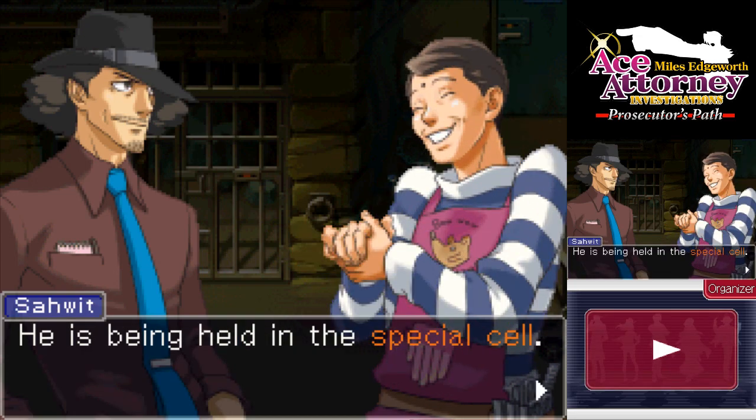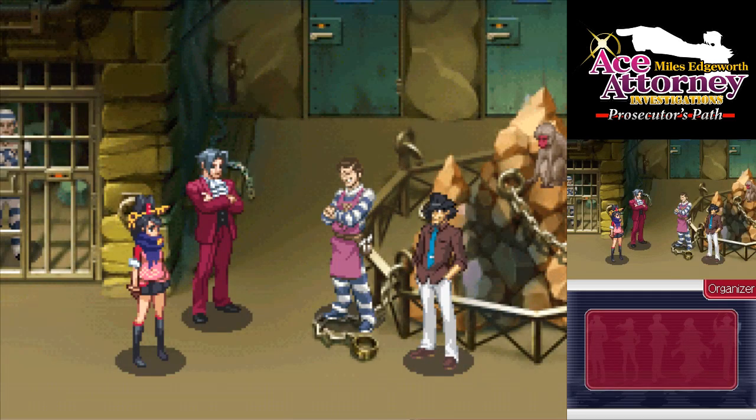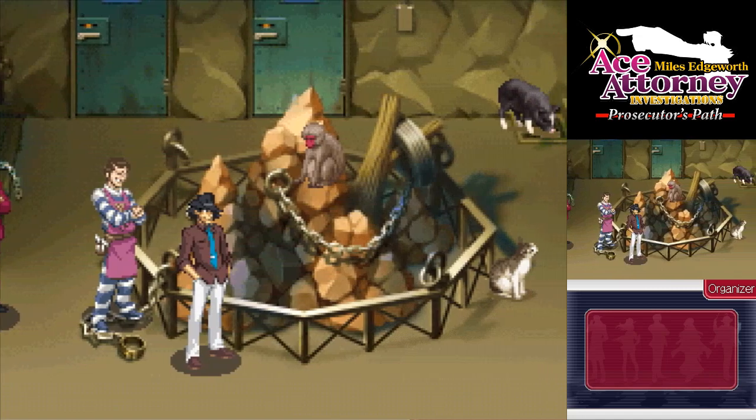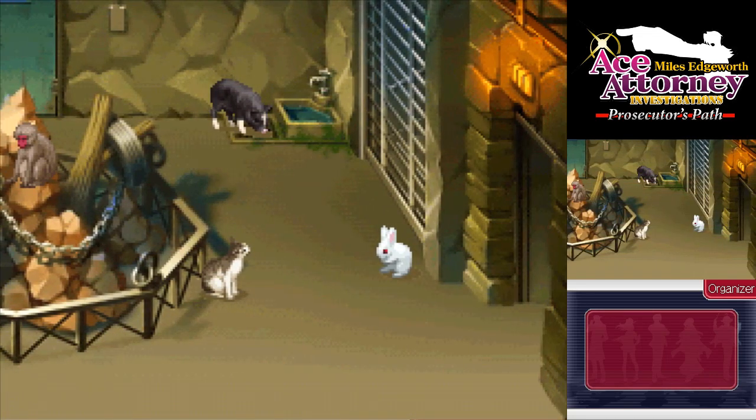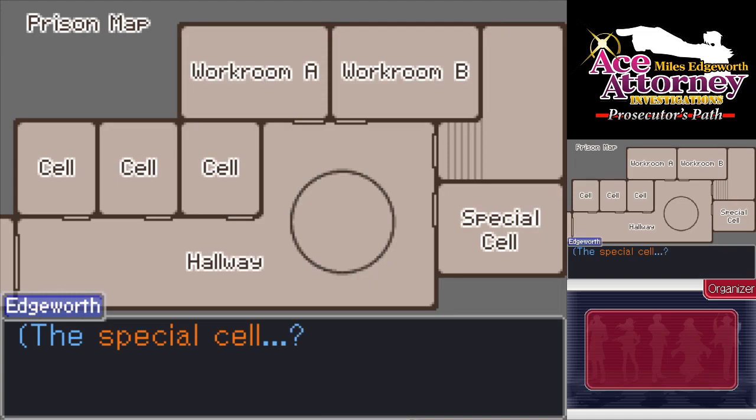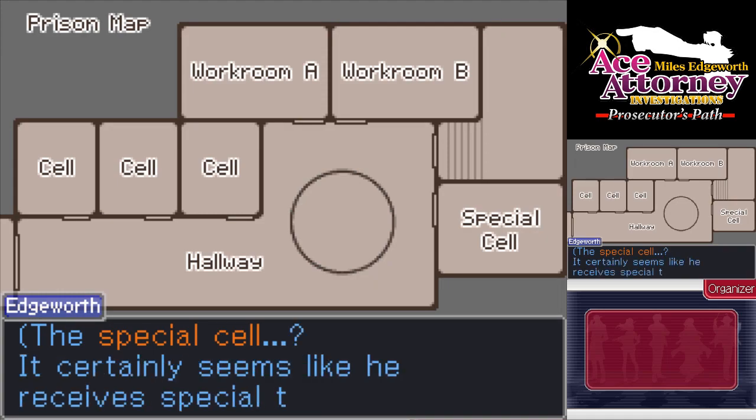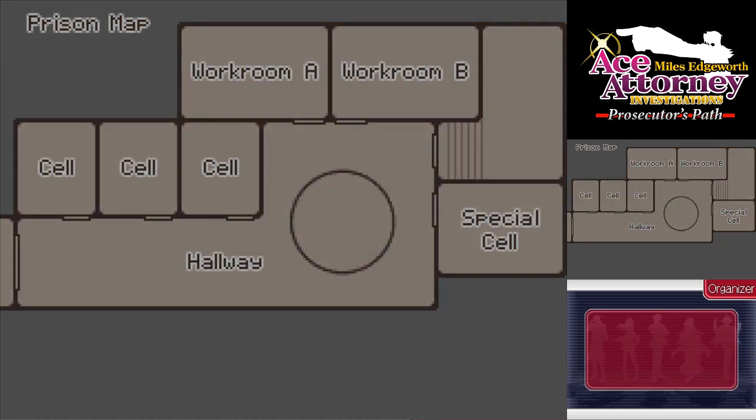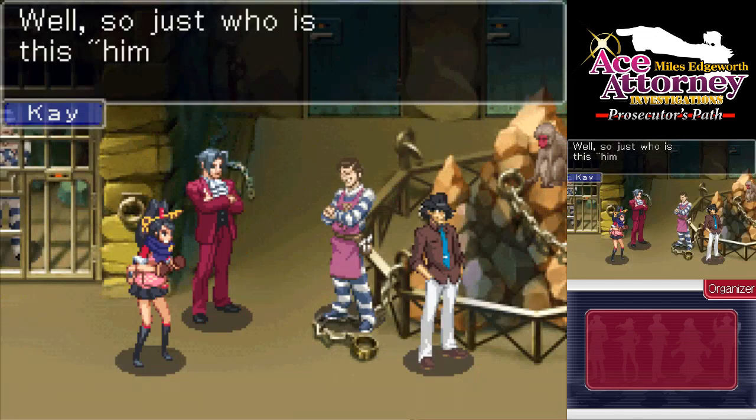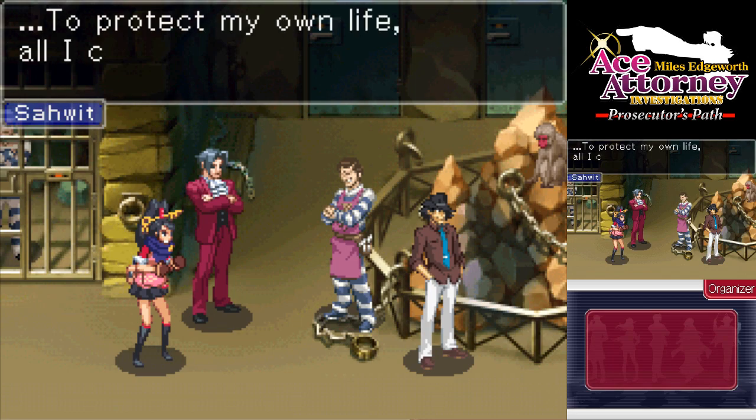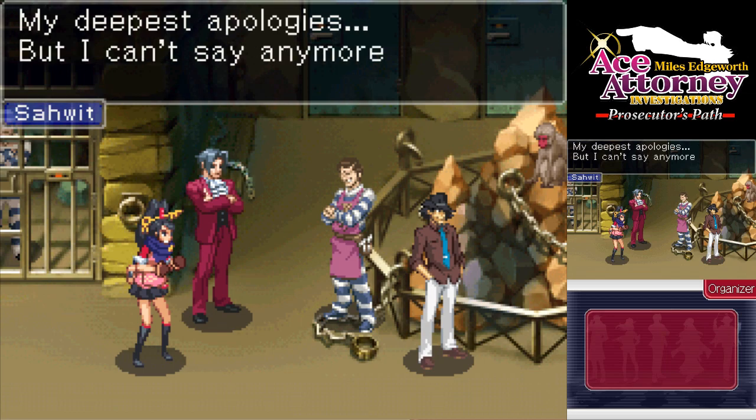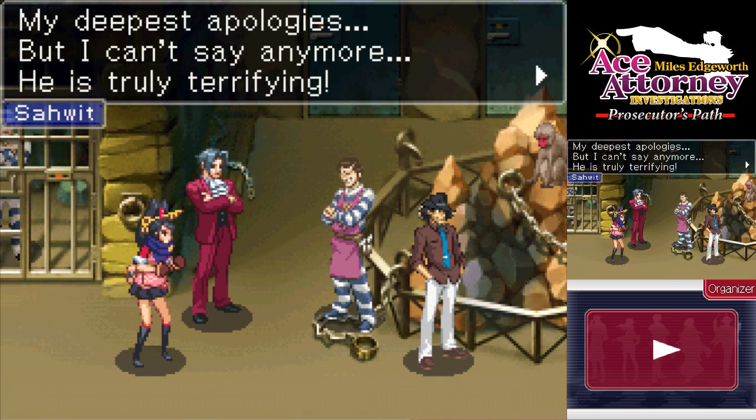He is being held in the special cell. Over there, in that direction. The special cell? It certainly seems like he received special treatment. Floor plans updated in my organizer. Well, so just who is this him anyway? To protect my own life, all I can tell you is that he is the oldest prisoner here. My deepest apologies, but I can't say any more. He is truly terrifying.